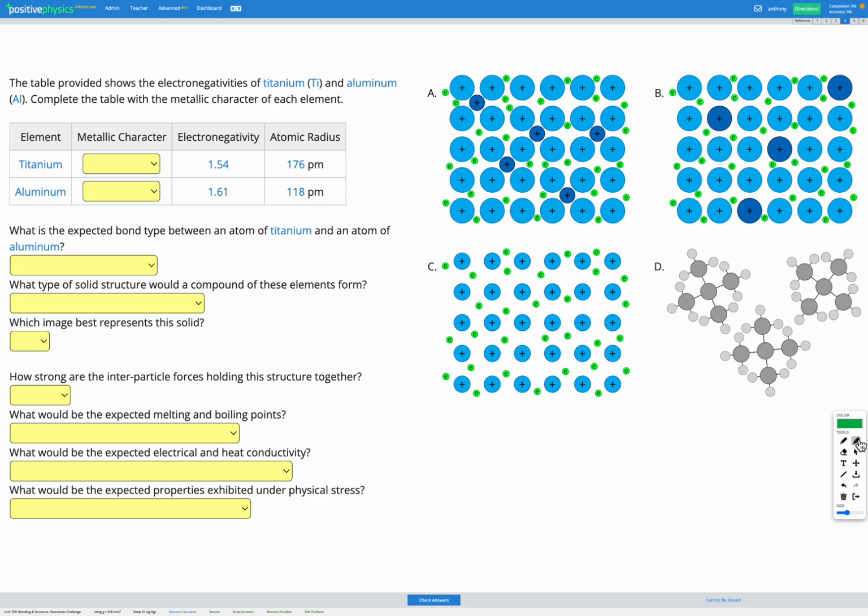In this question, we're provided with some information about two elements, titanium and aluminium. Our goal is to figure out what kind of compound these would form and what the properties of that compound would be. So first, we're going to have a look at our table here. We're provided with the electronegativity and the atomic radius of each element, but we need to figure out their metallic character. So let's go and have a look in the periodic table.